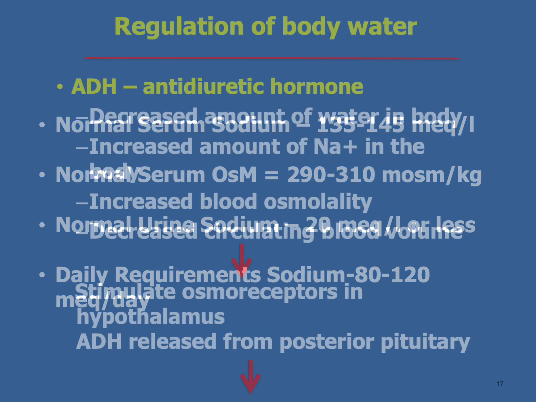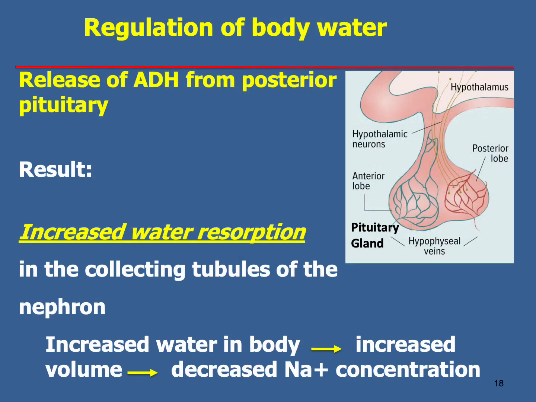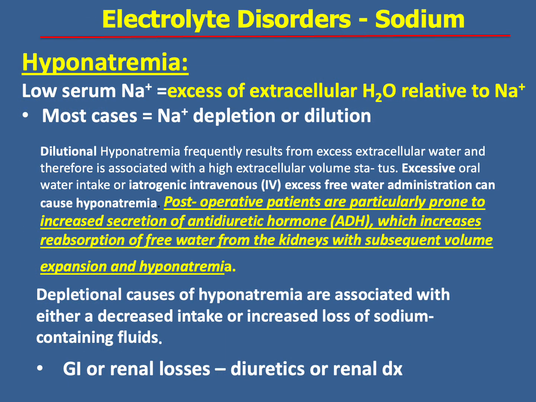A decreased amount of water in the body or an increased amount of sodium in the body leads to an increased blood osmolarity and a decreased circulating blood volume. This stimulates osmoreceptors in the hypothalamus, causing antidiuretic hormone to be released from the posterior pituitary gland. Antidiuretic hormone increases water resorption in the collecting tubules of the nephron, resulting in increased water volume and a decreased sodium concentration. A low sodium, or hyponatremia, means an excess of extracellular water relative to sodium.